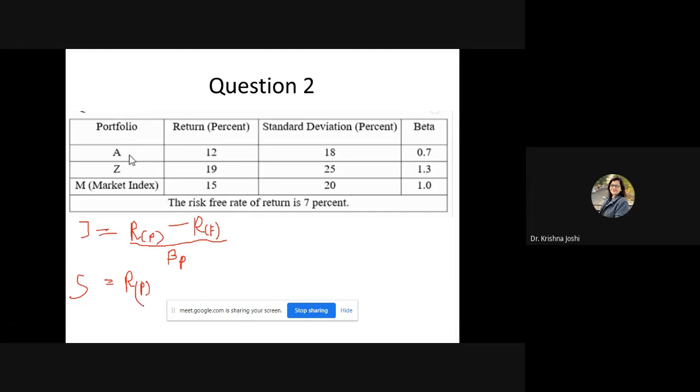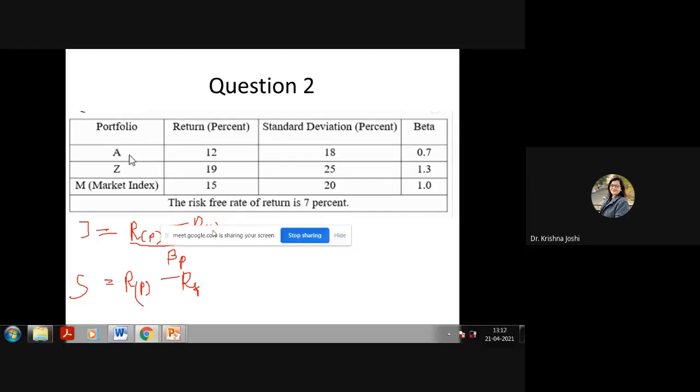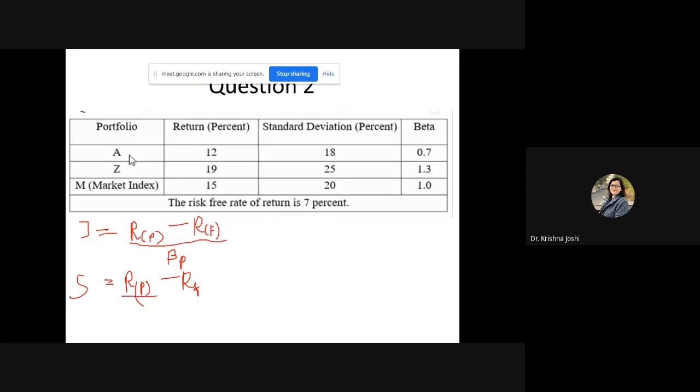So portfolio return minus risk-free rate of return divided by standard deviation, that is sigma of portfolio, standard deviation of the portfolio. And what is the Trainer measure? Trainer measure is portfolio return minus CAPM formula.